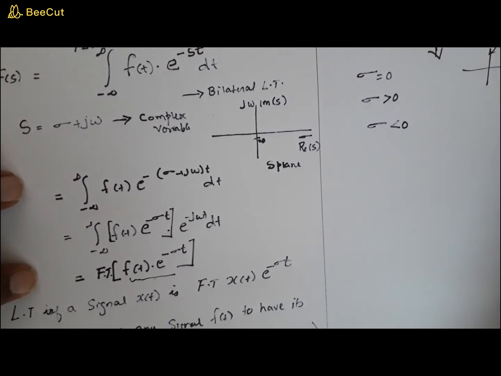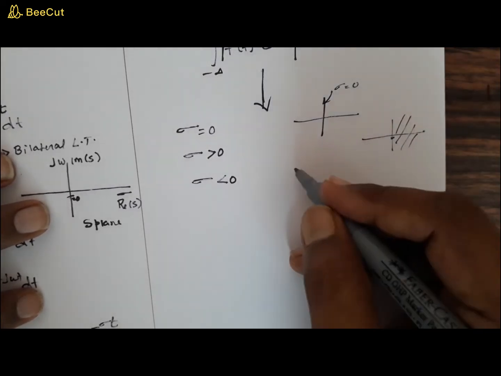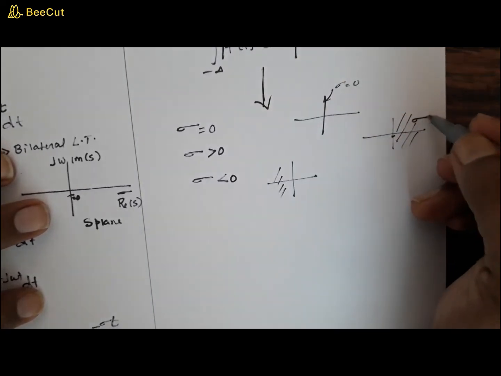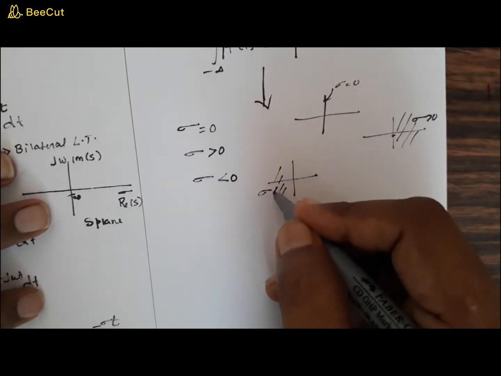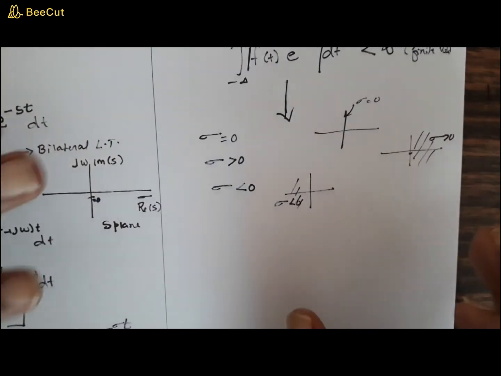Now which is sigma greater than 0? This is sigma, right? So this is the region where sigma is greater than 0, and this is the region where sigma is less than 0, right? So hope you understood this region.